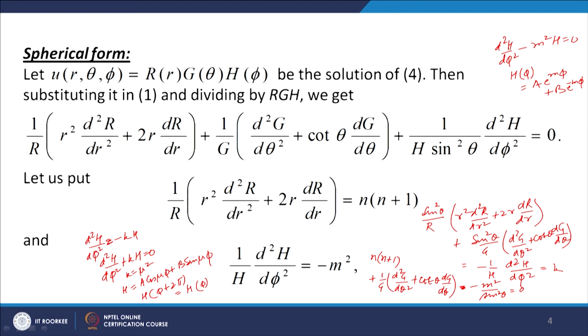Now, here we require that h(phi + 2 pi) be equal to h(phi). So, this cannot be fulfilled here, h(phi + 2 pi) equal to h(phi), and therefore, taking 1 over h, d square h by d phi square to be positive, m square is not appropriate.